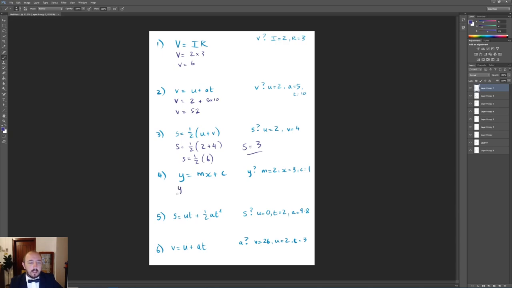Question 4, Y equals MX plus C, so 2 times X, which was 3, plus 1 for C. So Y equals 2 times 3, which is 6, plus 1 is 7.